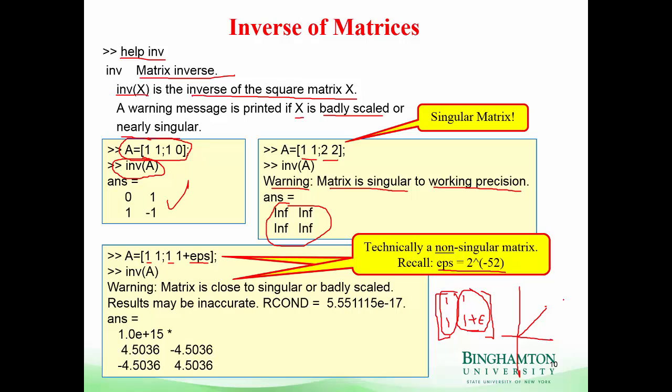But MATLAB says, whoa, this thing is close to being singular, or some other bad thing that's called badly scaled. And it's telling you the results may be inaccurate. And look at what we get here. Remember, we got infinity when we had the same vector in each of the two columns because we had two column vectors that were linearly dependent. Well, here we're getting something that is extremely large, 10 to the 15th times some numbers here. And so MATLAB is telling you, this is dicey.